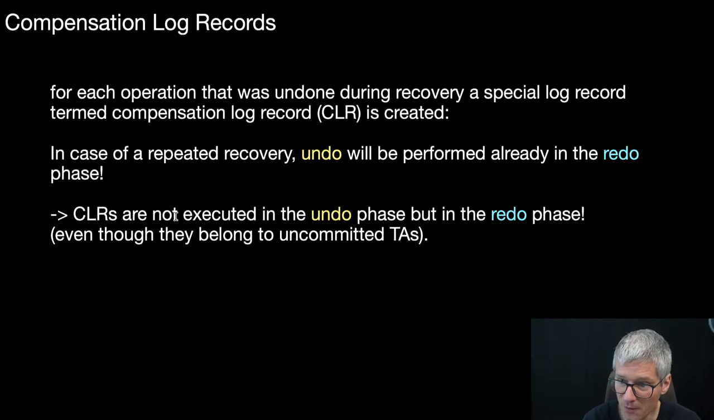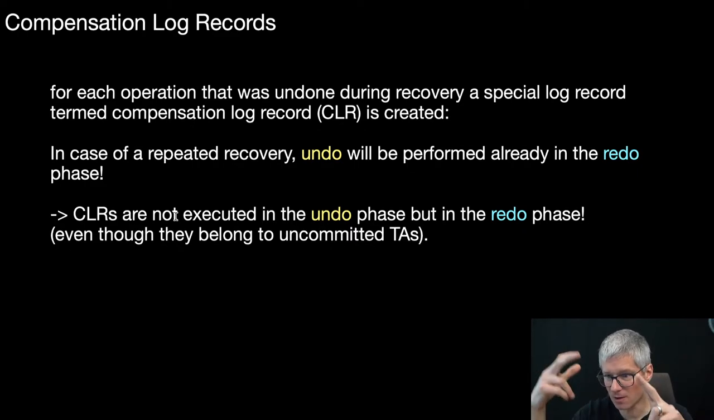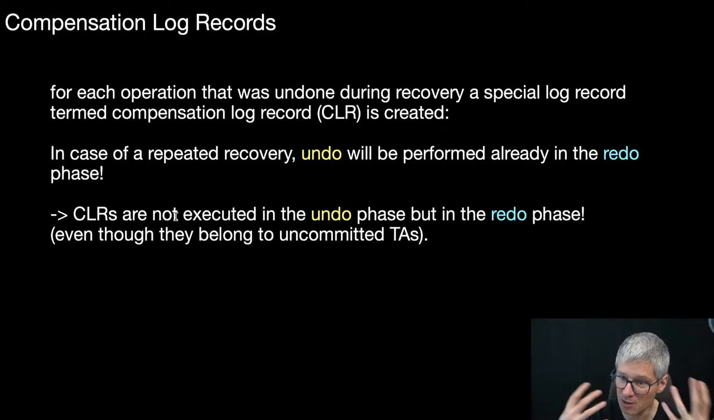So that's an important thing you will need to understand also for the lab on Friday. That happens with these compensation log records. They're not executed in the undo phase. If you find a compensation log record in your log, you do it in the redo phase, but not in the undo phase. Those compensation log records were created in the undo phase originally by the ARIES algorithm, but that happens once. And if you read the log again and find one of those, you will execute them in the redo phase. That's an important trick in the algorithm.